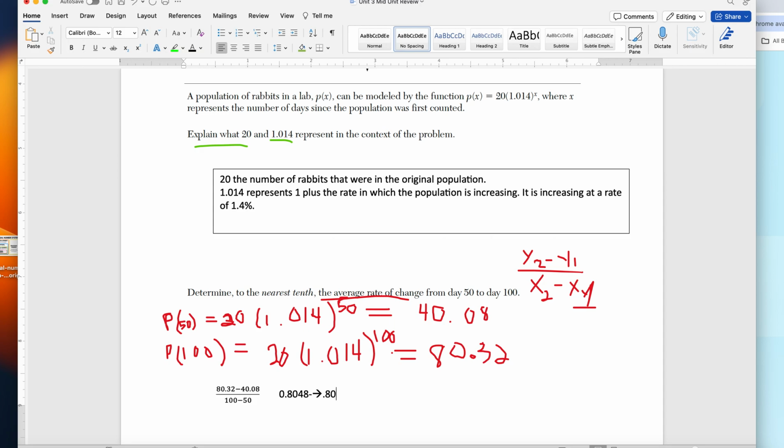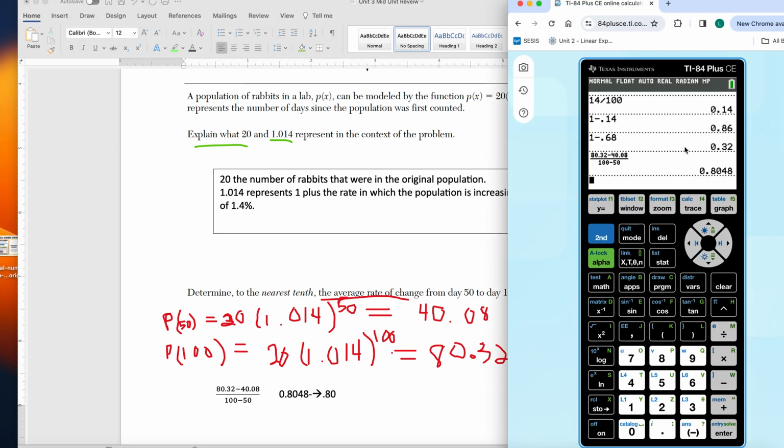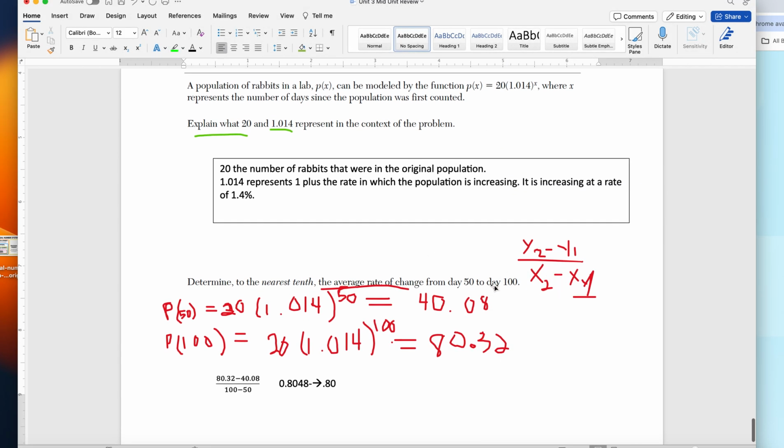So your average rate of change is your slope. And I just use the slope formula.